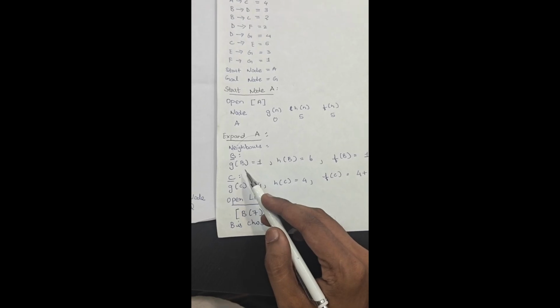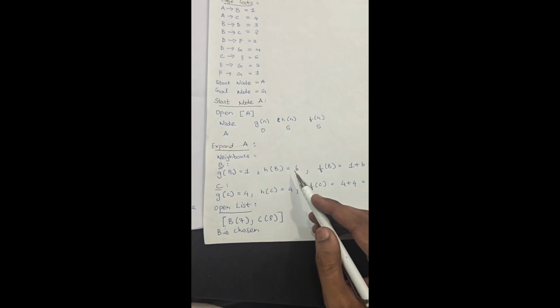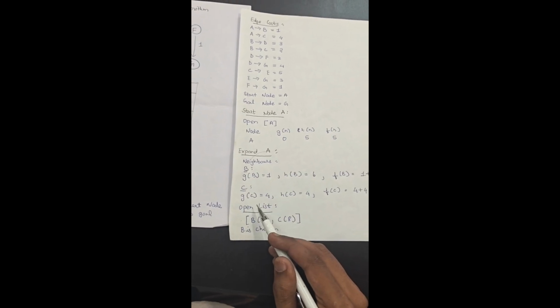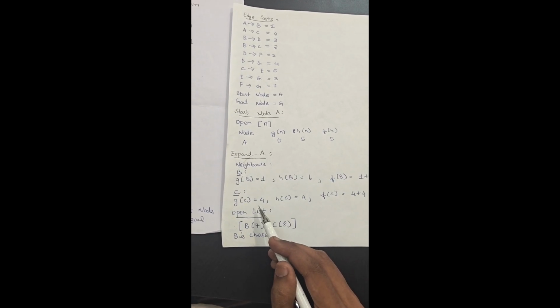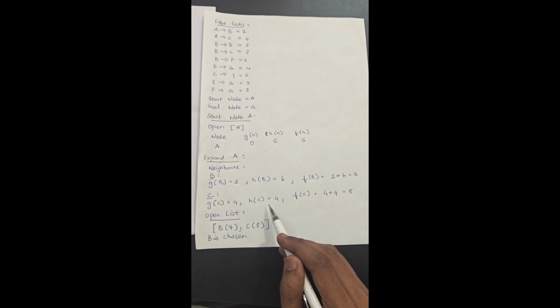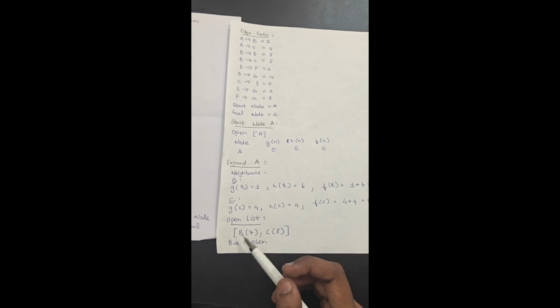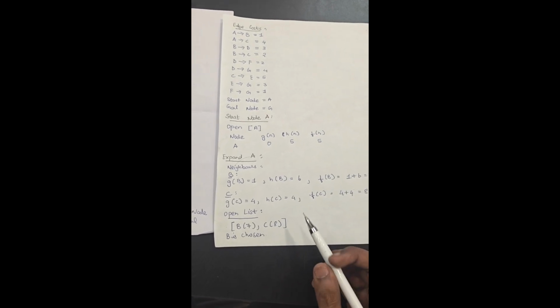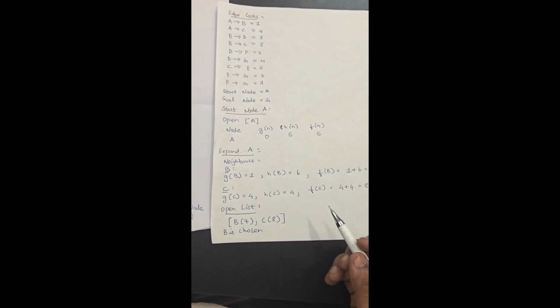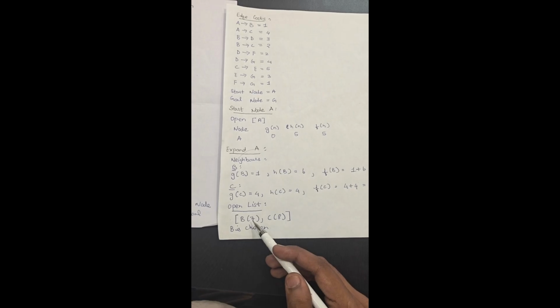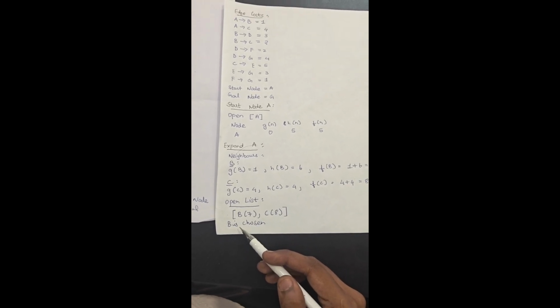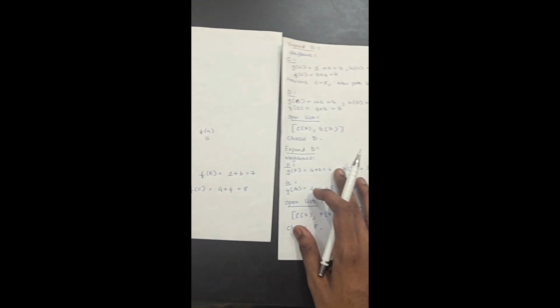The cost from the start node to B is 1, and the heuristic value of B is 6. So f(B) is 1 plus 6 equals 7. Similarly, the cost of C from the start node is 4, and the heuristic value is 4. The total estimated cost f(C) is 4 plus 4 equals 8. Now these two nodes will be added to the open list, and the A-star search algorithm chooses the node which has the lowest f(n) value. As we see, B with 7 has the lowest f(n) value, so B is chosen. Next we will expand node B.